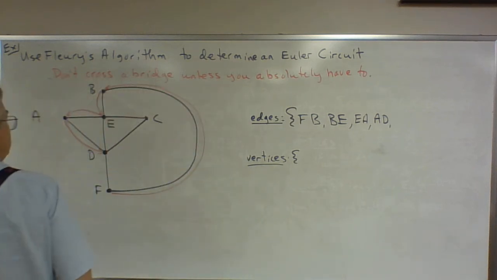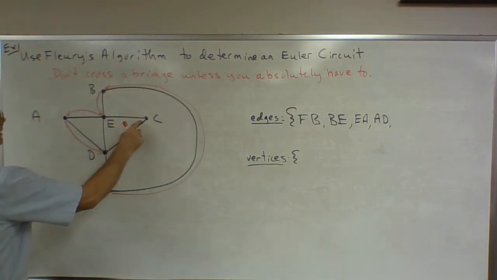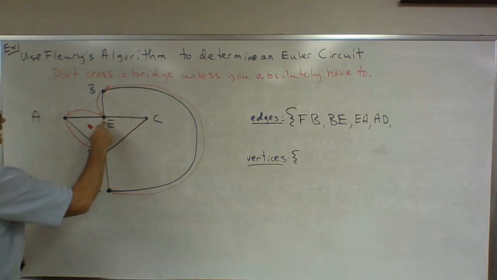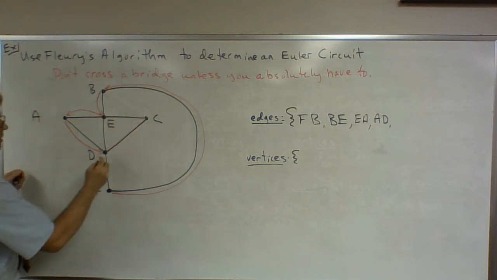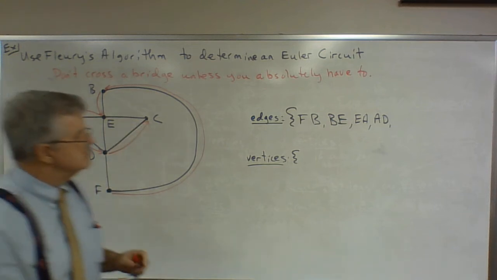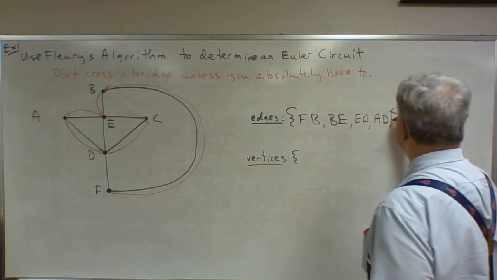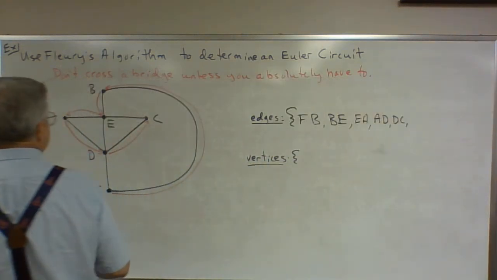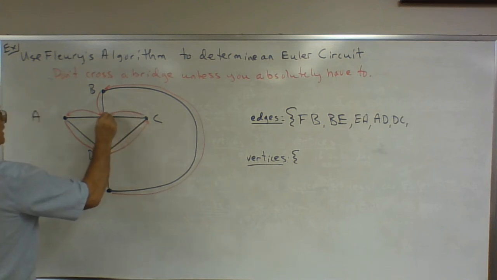And from D, we can either go to E to C and back to D, or we can go from D to C to E and back to D. Let's go from D to C. From C, there's only one place we can go. We got to go to E.